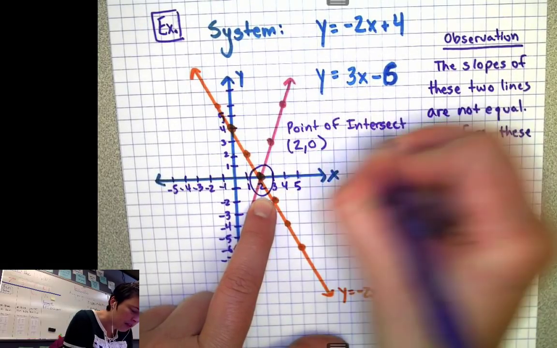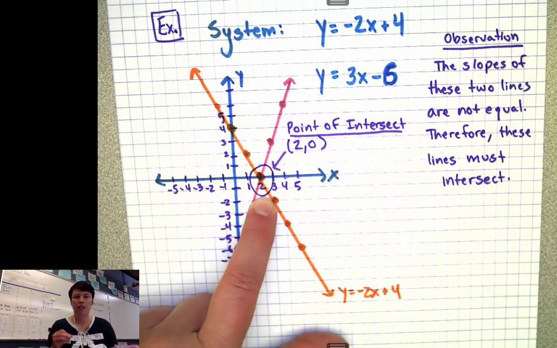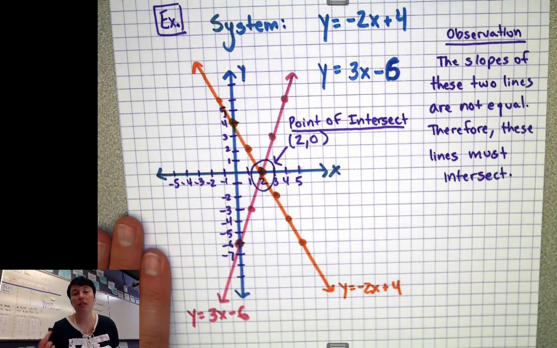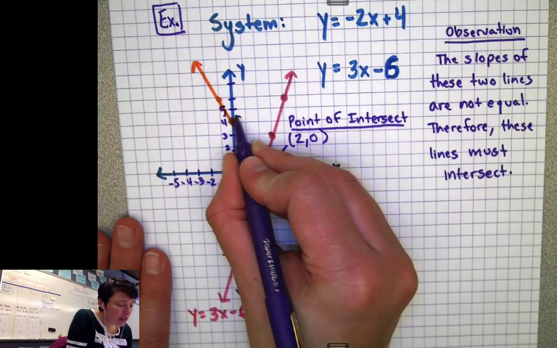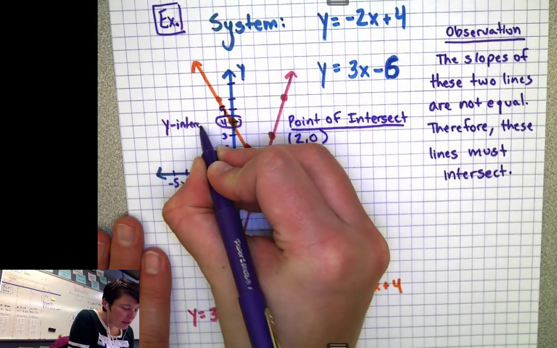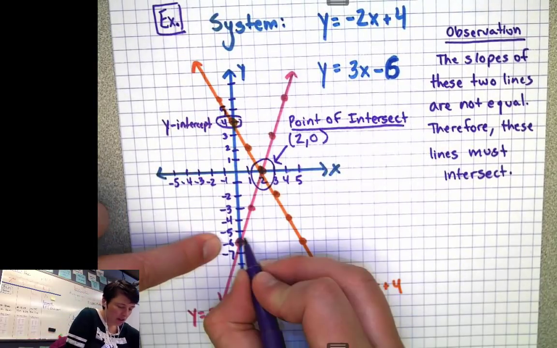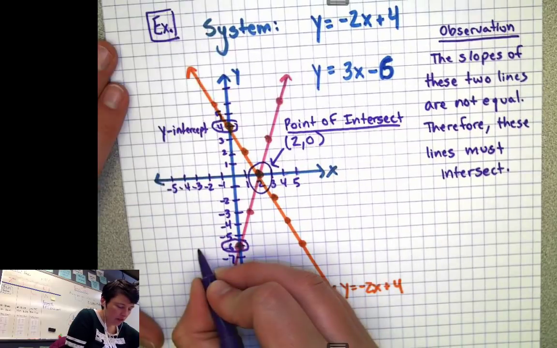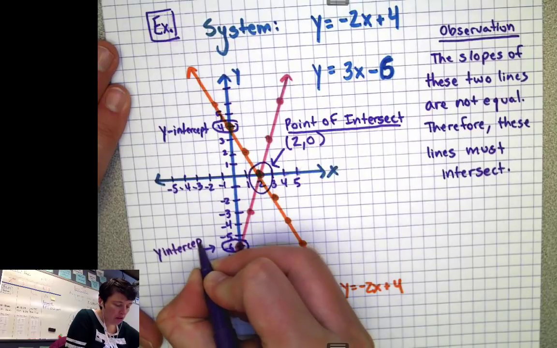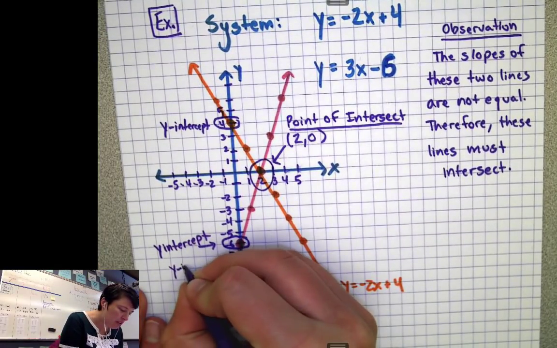There we go. And I'm going to draw a little arrow right there. Nicely labeled. There we go, point of intersect. The other thing I'm going to label is those y-intercepts. So here's 4. That's a y-intercept. And the other one crossed at -6 down here. That was where it intercepted the y-axis. So I'm going to write y-intercept. Now usually on a graph, I shorten this and I just say y-int, like that.